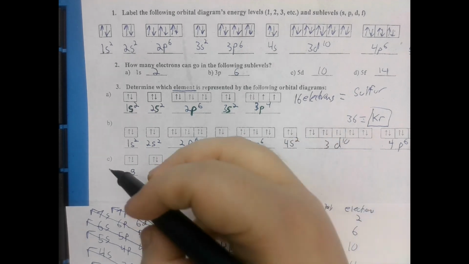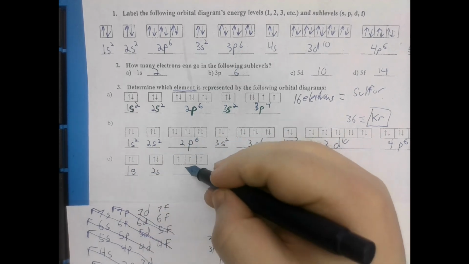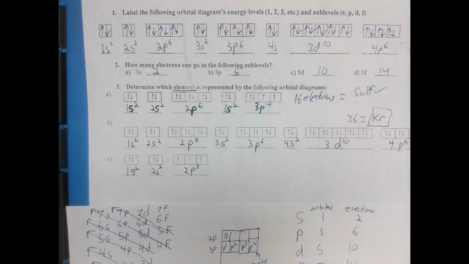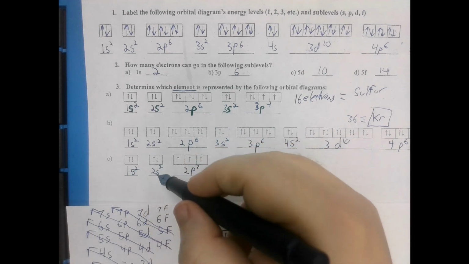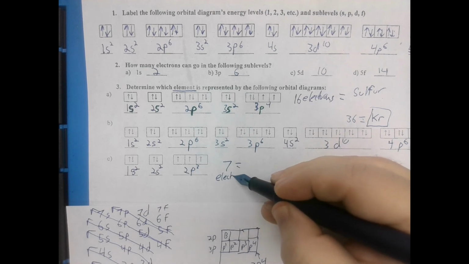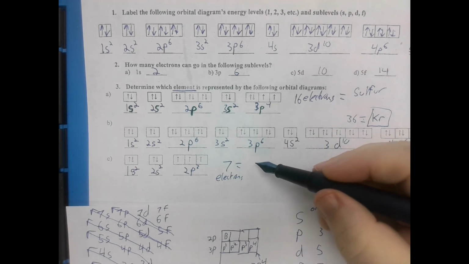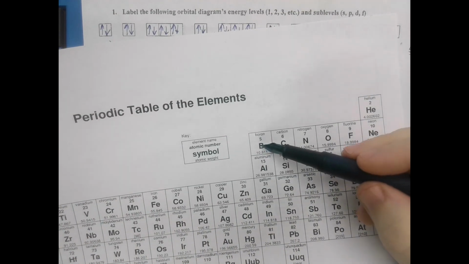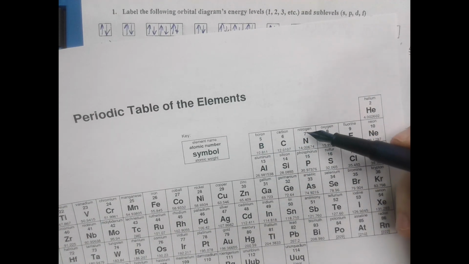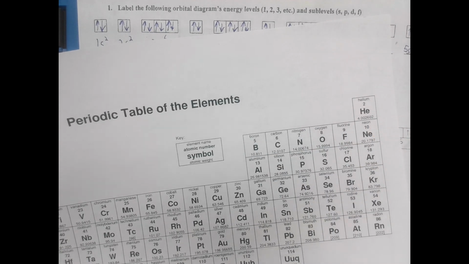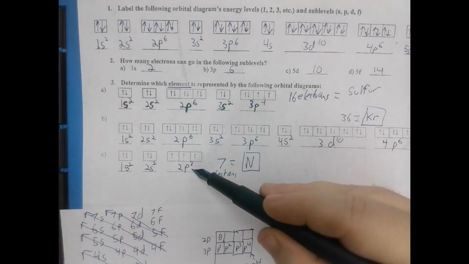This would be P, 1, 2, and 2. 2 there, 2 there, 1, 2, and 3. That's 3. So 1, 2, 3, 4. 4 plus 3 is 7. So looking for 7 electrons. Our atomic number 7 corresponds to nitrogen. Double check again. This column is P1, P2, and P3. Nitrogen ends with a P3, and this first row is all 2P, so 2P3. And that is the last one right here.